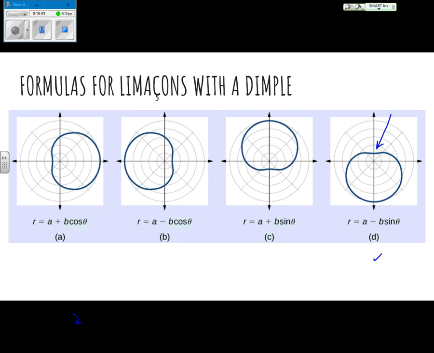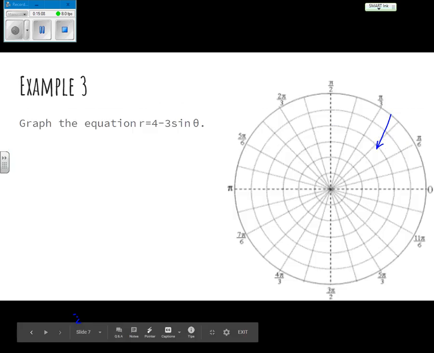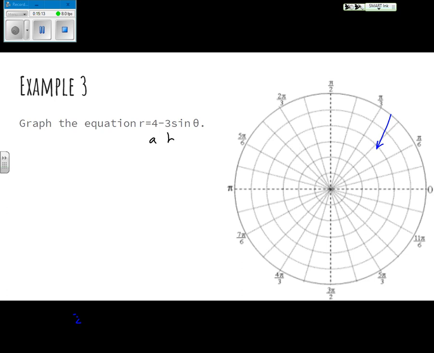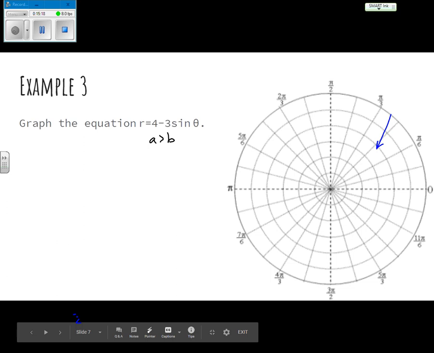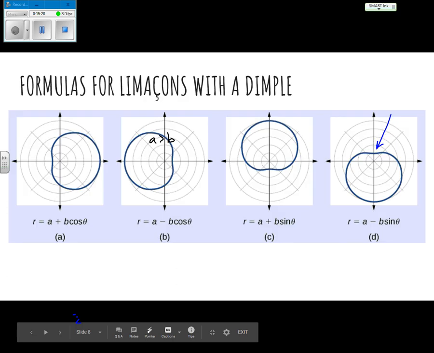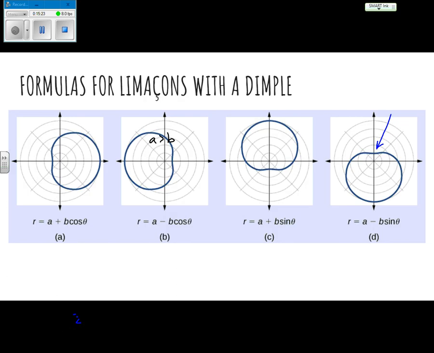And the reason I can tell just from the beginning that it's not going to be a cardioid, if I go back and look, is that my A is going to be larger than my B. Okay? In this case, 4 is larger than 3. So anytime I'm going to have a limaçon with a dimple, I'm going to be looking at all of these A's being larger than B. Whether it's plus or minus, it doesn't matter. Cosine or sine, that's just going to change the orientation of it. I'm going to get a limaçon with a dimple.